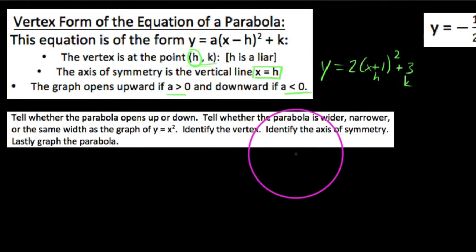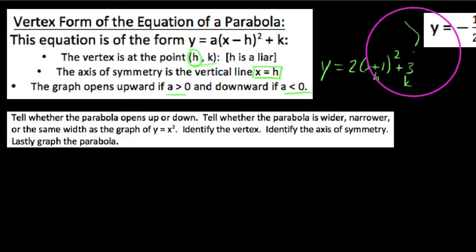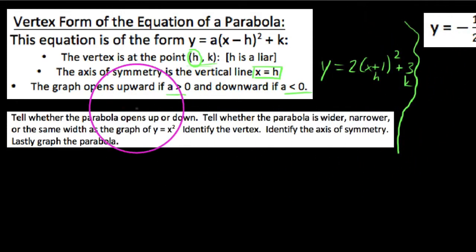And so we're just going to rock a couple of examples here and see how we can put all of this information to use. In the next two examples, we're going to determine whether our parabola opens up or down, tell whether the parabola is wider, narrower, or the same width as the graph of y equals 1x squared, identify the vertex and the axis of symmetry, and then we're going to sketch the graph. So we'll take a look at this first example in the top right here.